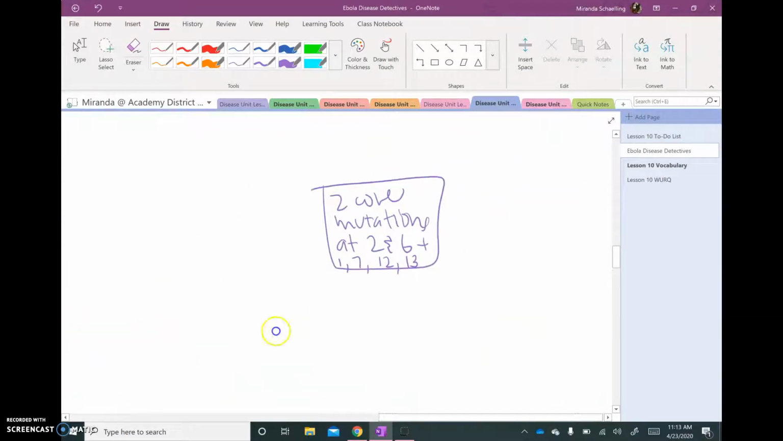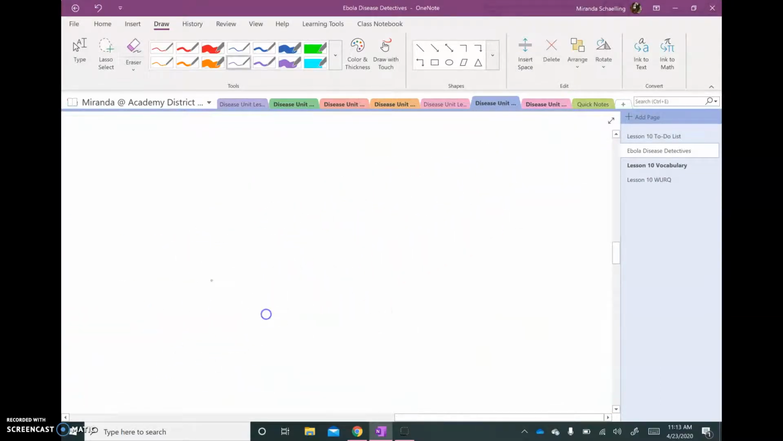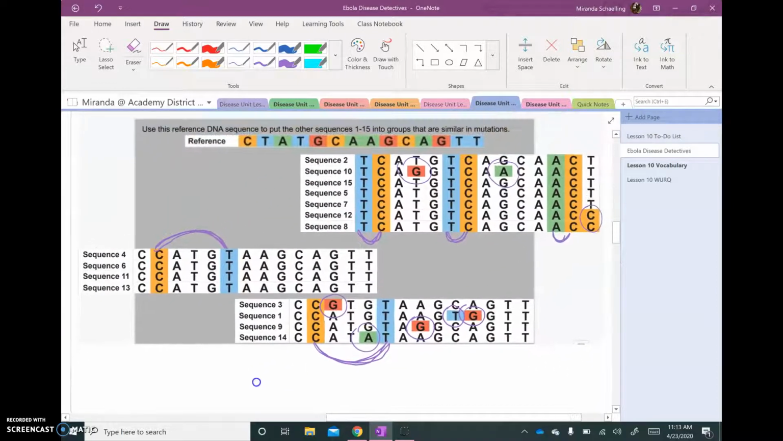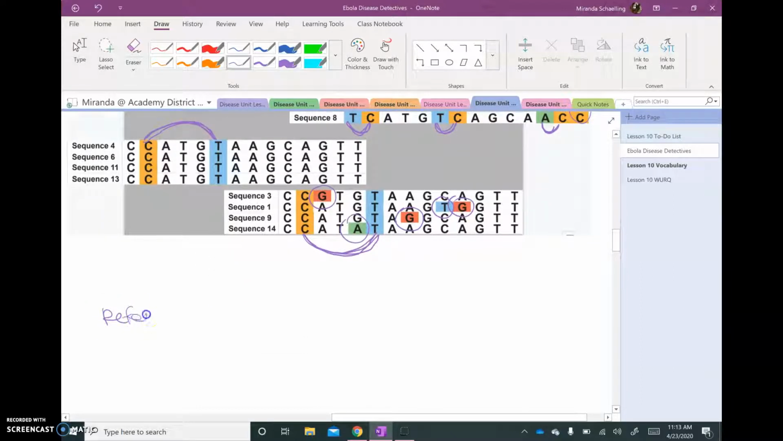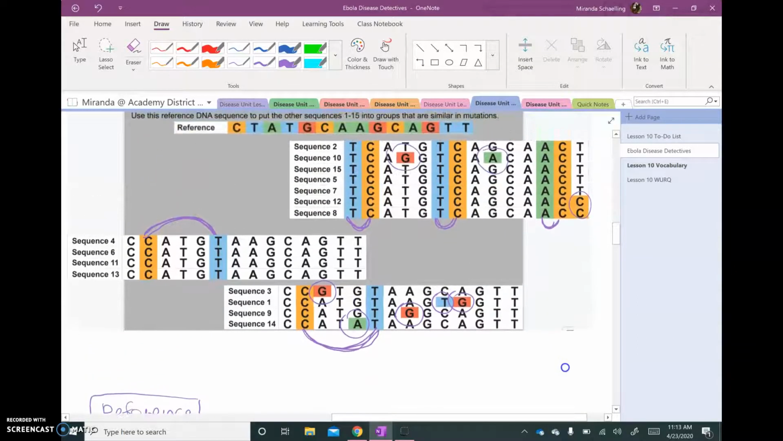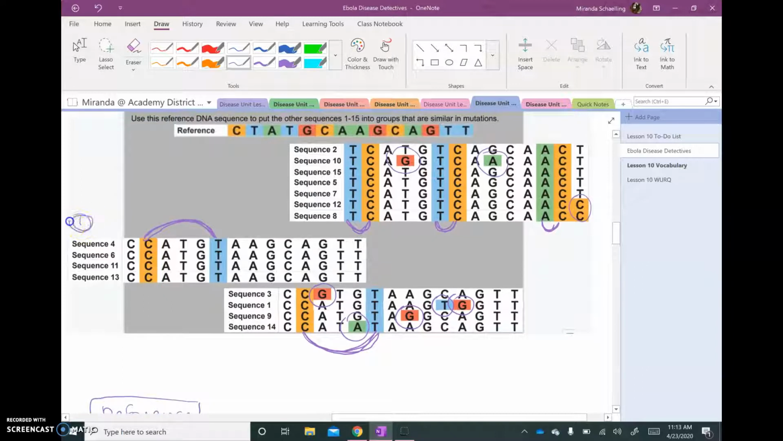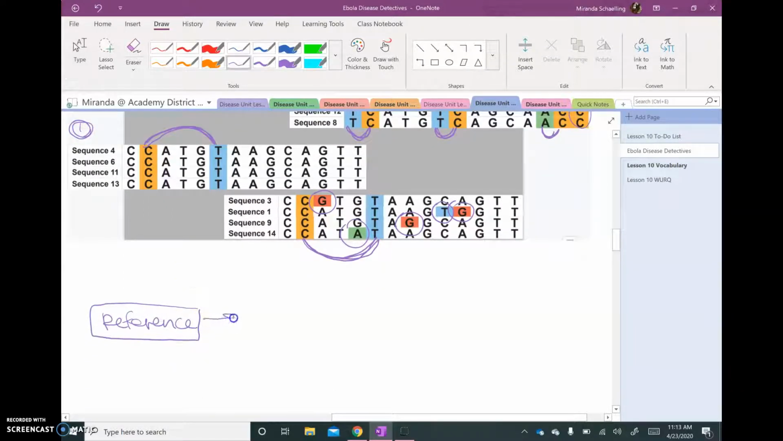If I was to go over here and look at mine, I have the reference sample first, just like they did before. Since we have more mutations over time, I would do this one first because it only has 2 mutations. I'd have sequences 4, 6, 11, 13, and in between we just had 2 mutations at spot number 2 and spot number 6. So here's 2 and here's 6.